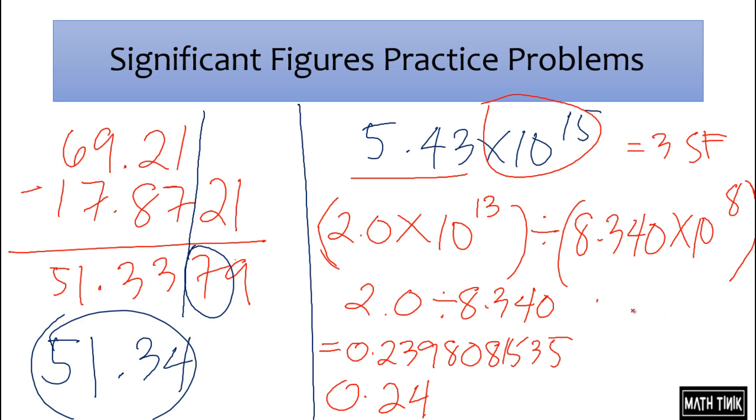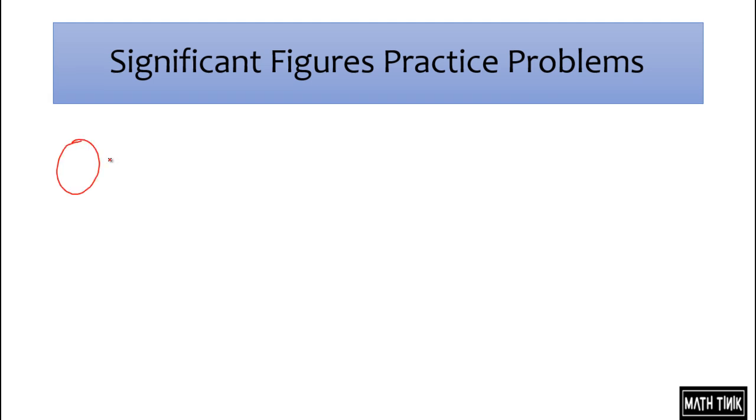Then you have to divide these two, 10 to the 13 and 10 to the 8. Of course, if we divide, we subtract their exponents. 13 minus 8 is 5, so 10 to the 5th. However, that is not yet the final answer. It gives us 0.24 times 10 to the 5th power.